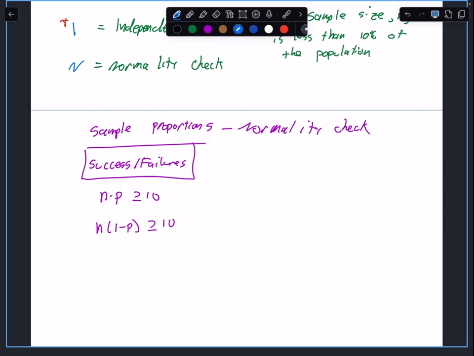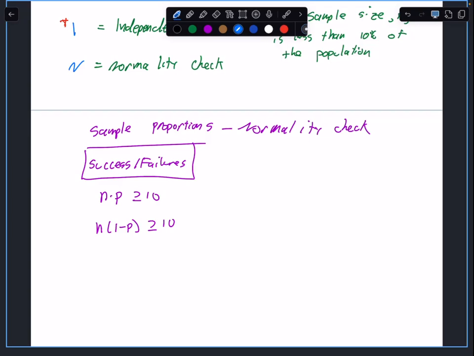Should I expect at least 10 people to say yes in my sample and at least 10 people to say no in my sample? As long as you get at least 10 expected yeses and nos, the distribution will be normal.